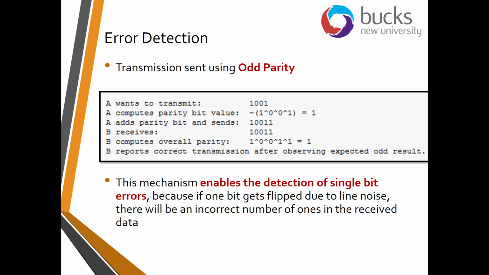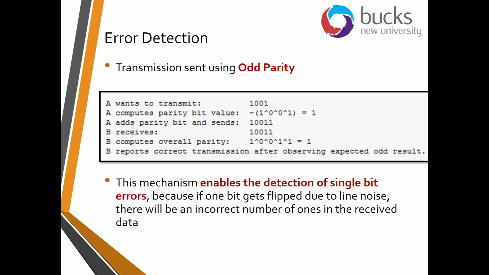Using odd parity, with the same data, 1001 again, computer A would compute the parity bit. This time it would be 1 under an odd system, add that to the data and then transmit. Computer B would receive that, put it through its own parity check, and it should come up with 1 as an output, which we'd expect as an odd result. So it's an odd number of bits, which under an odd system, of course, is what we're expecting. So it means the data is essentially correct.